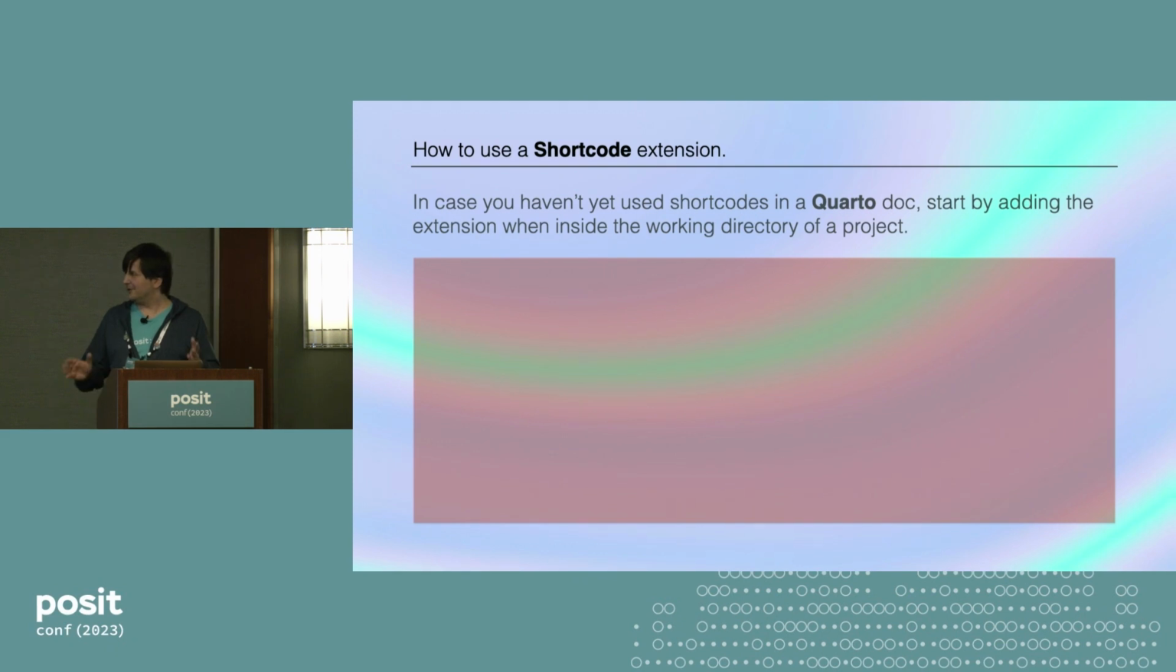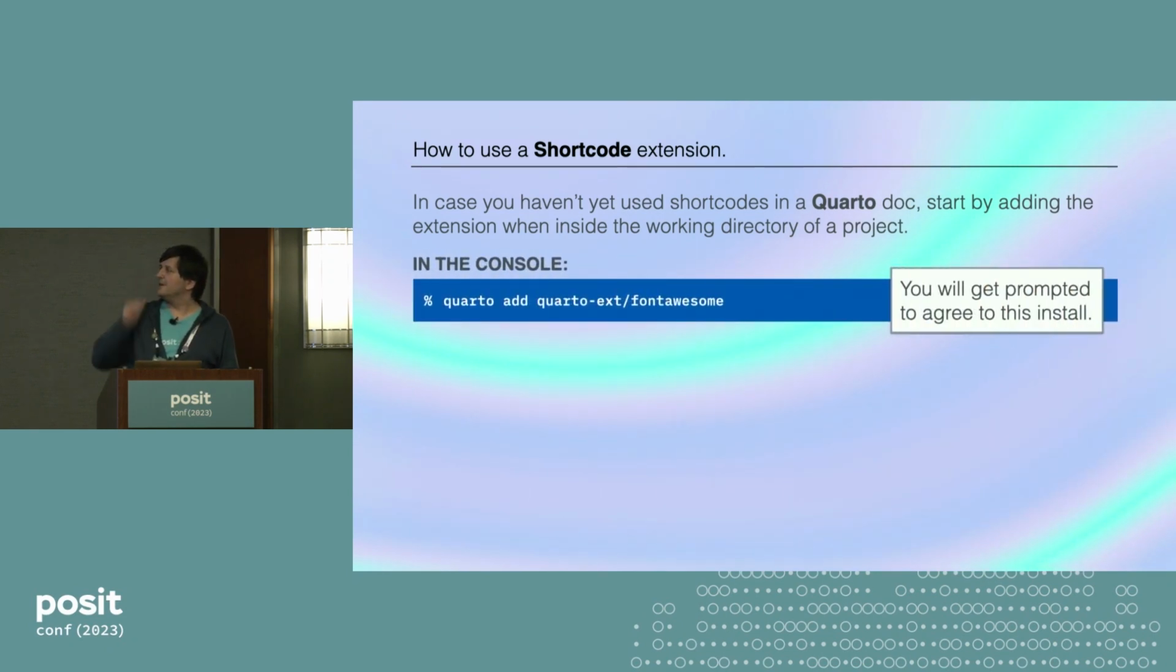Okay, so I hope I got you sufficiently excited about these icons and by extension, shortcodes. If you haven't used them yet, I'll show you how to use it. You start by adding the extension inside the working directory of a project. In the console, you would use quarto add, and then the repo that has the extension.